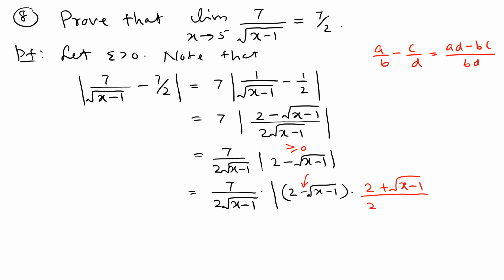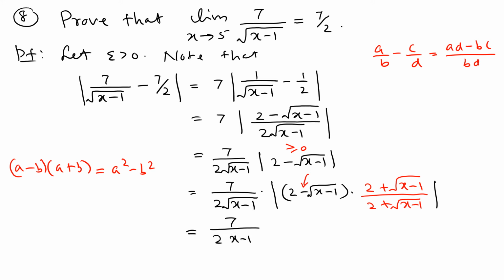Then 2 plus the square root of x minus 1, because this is simply 1 when squared. Now you can simplify the top using the difference of squares: a minus b times a plus b equals a squared minus b squared. That means you're going to square the top. So we're going to get 7 over 2 times the square root of x minus 1, and you can see the top is 4 minus the square of the square root of x minus 1.